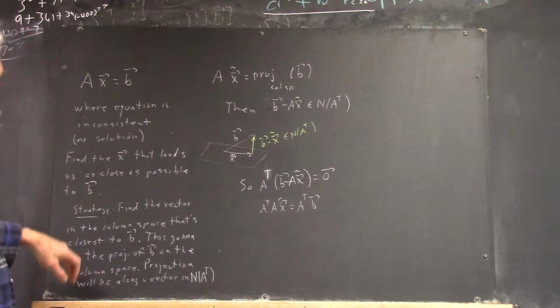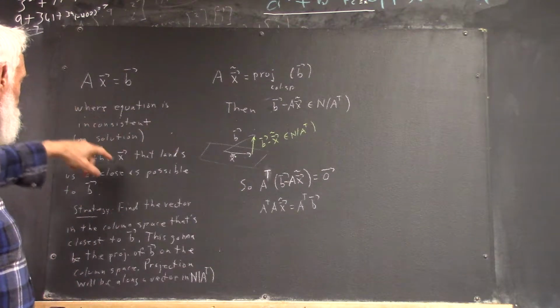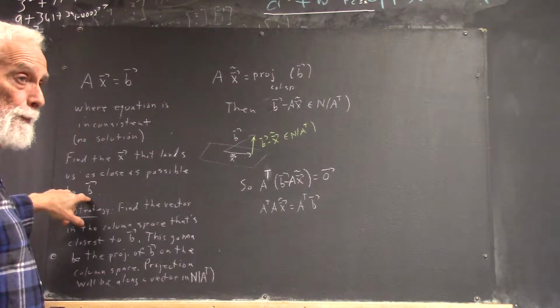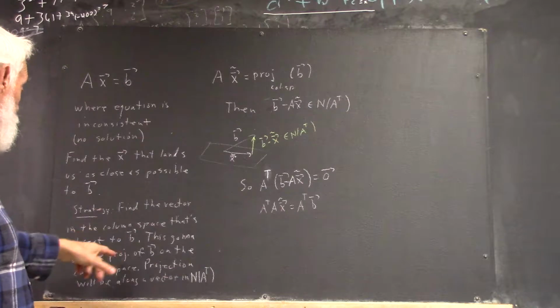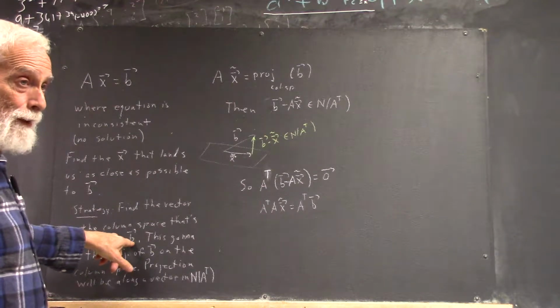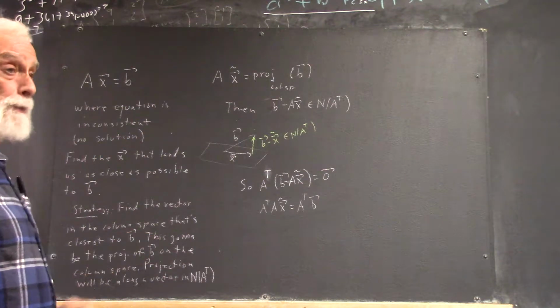And I'll summarize it anyhow. You've got Ax = b. The equation is inconsistent. You want to find the x as close as possible to b. Your strategy: find the vector in the column space that's closest to b. And that's going to be the projection of b into the column space of A.